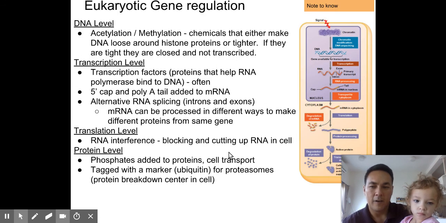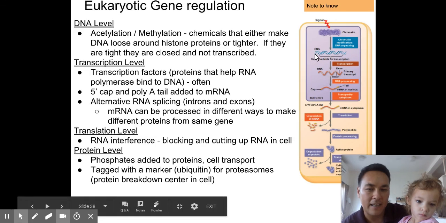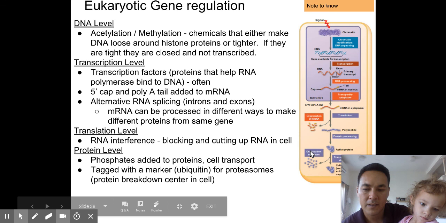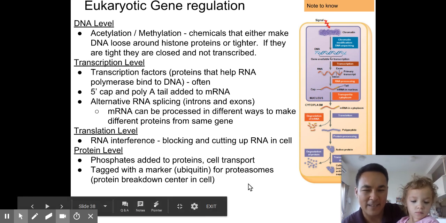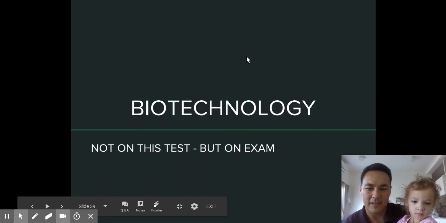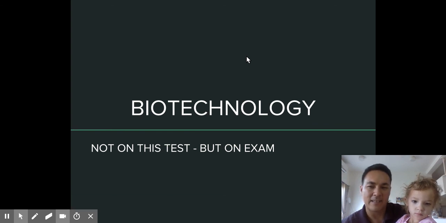Okay, eukaryotes, there's a lot of different ways that we can regulate genes. Basically, what I tell my AP students is we can do it at every step of the central dogma. So that is not something you need to know for this class. I just wanted to show you this slide in case you're thinking of signing up for AP Bio. So ignore that note to know at the top. I'll take that off. And in biotechnology, it's not on this test, but it's on the exam. I will go over that because I need to take care of my daughter now and make a separate video for that. But we'll get to do a little bit of it in class. It will be fun. I guarantee.